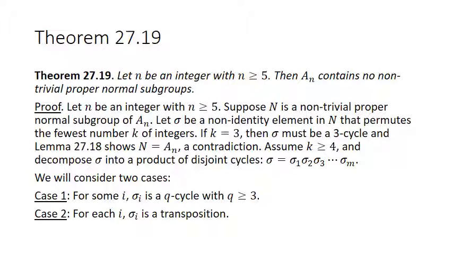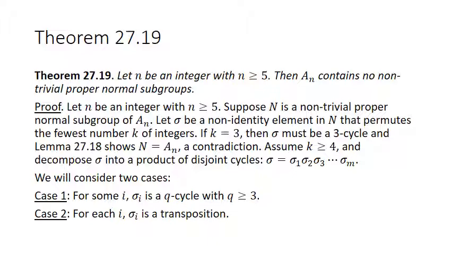You might be wondering at this point, why didn't we consider the case where k equals 1 or 2? Remember, k is supposed to be the fewest number of integers that are permuted by any element in N. And so if that element permuted only 2 integers, then it would be a transposition. So it would be one transposition, but there's no single transposition that's in A_n because A_n contains products of an even number of transpositions. So that's not actually possible. And then if it only permutes one number, well, that's just not possible to begin with. You can't have a permutation that only permutes one number because wherever it goes, something has to come in and fill its place.